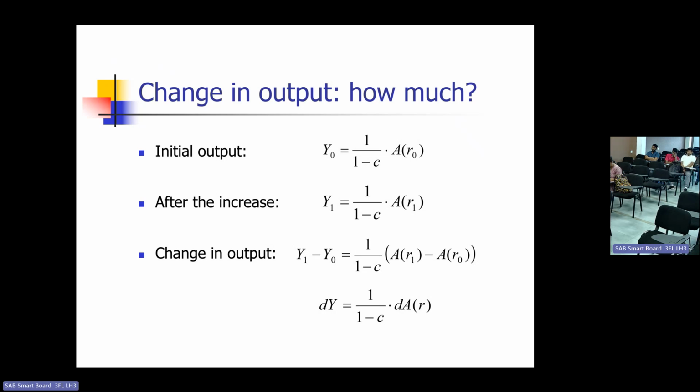So delta is the difference. We take delta y equals 1 over 1 minus c into delta A. That is the change in autonomous expenditure. It will have a multiplier effect on income. So that is explained by changing income. When the autonomous expenditure changes by delta I, that is explained through the multiplier.